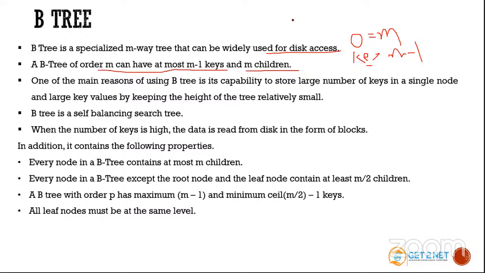Okay, so let's see what is a B tree. You have said that if the order is 7, then we have seen the keys are 6. Fine, the key is 6.